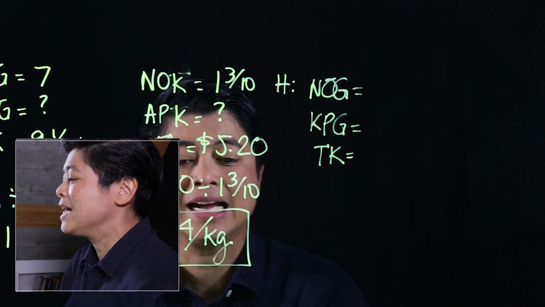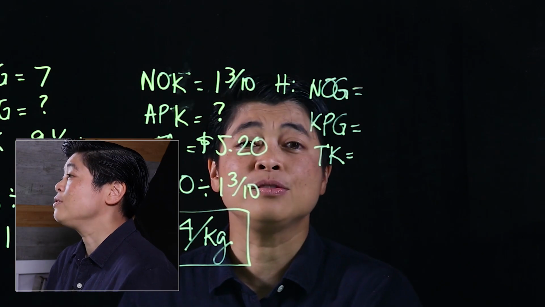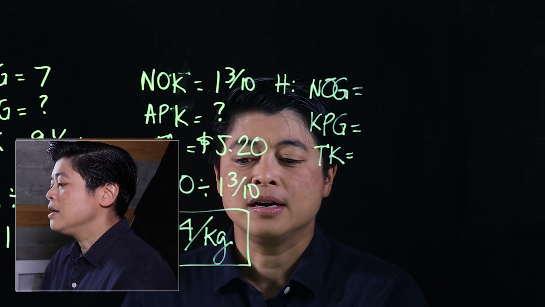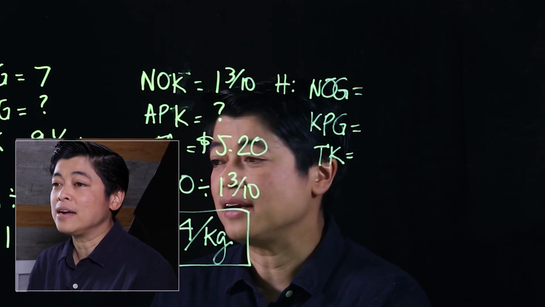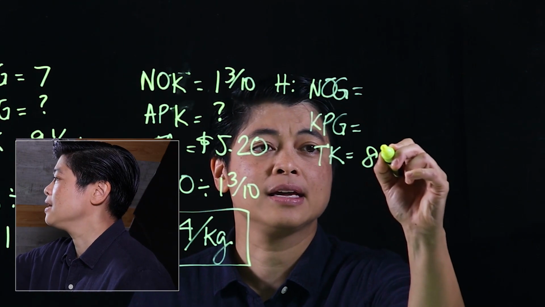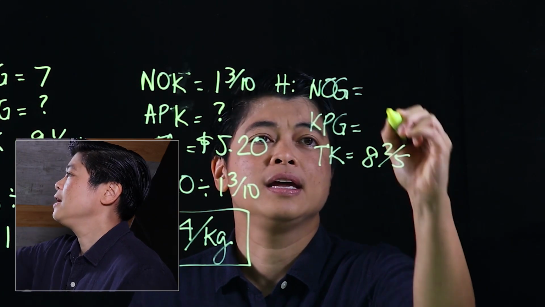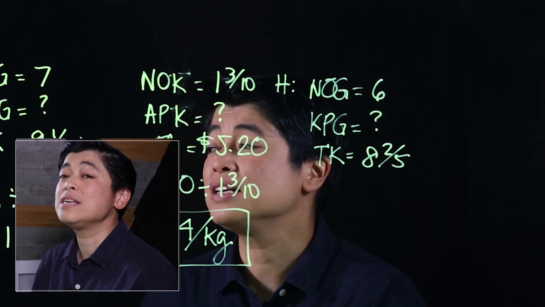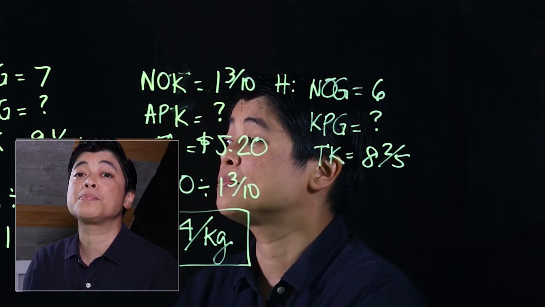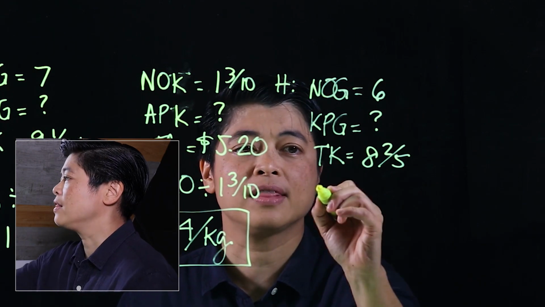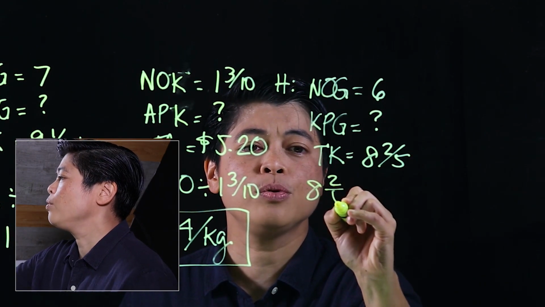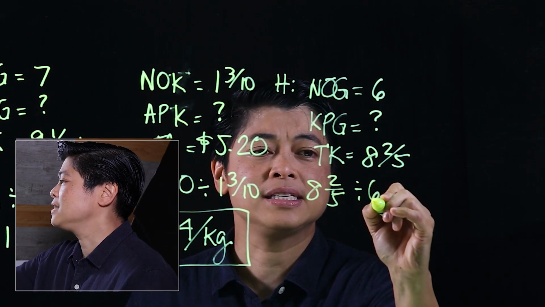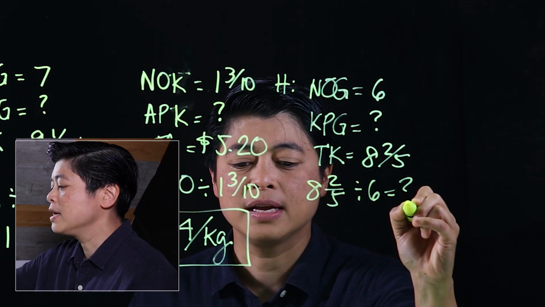Hassan packed 8 2/5 kilograms of meat into 6 bags. So this is 8 2/5 into 6 bags. The first thing that we need to do is figure out how many kilos per bag. To find that, it's 8 2/5 divided by 6 equals question mark.